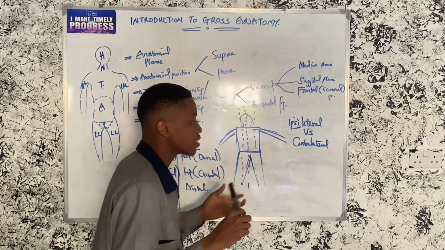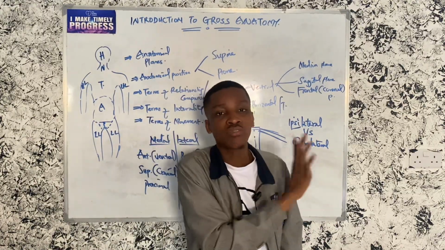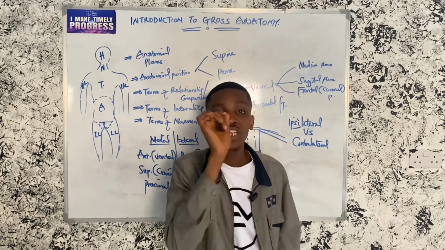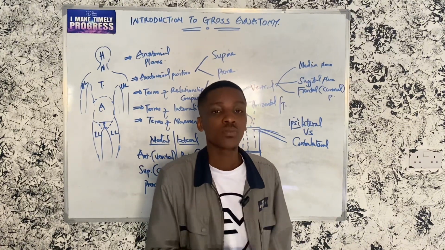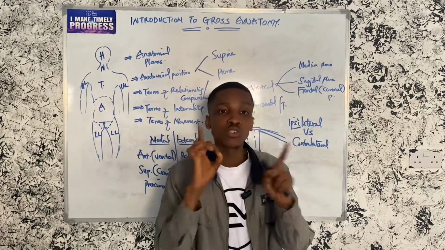So please, I repeat myself. Unilateral is when a single structure is found only on one side of the body. A structure found on only one side of the body, unilateral. But if I have a structure on both sides, bilateral. The idea of ipsi and contralateral is when you are comparing 2 different structures.